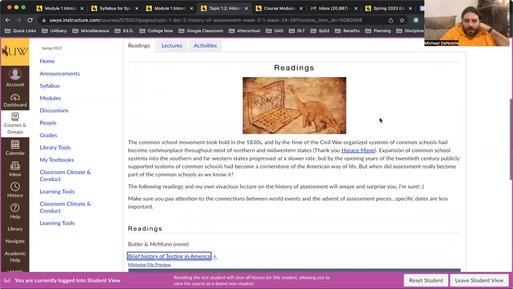And again, what does it say here? Pay attention to connections between the world events and the advent of assessment pieces. Don't worry about specific dates. This isn't a history class, and I'm not going to be testing you on dates. So don't worry about that; the big concepts are really what's most important.